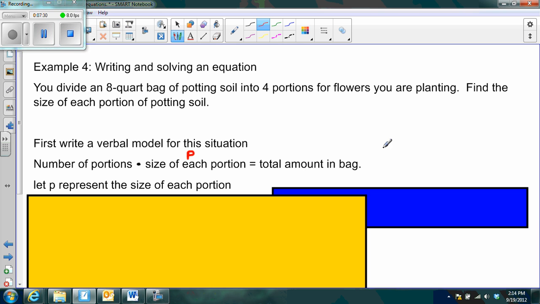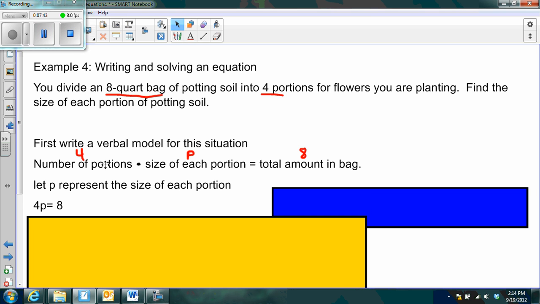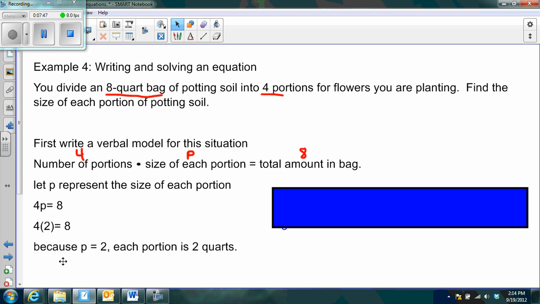So this is going to be our P. In this case, the total amount in each bag, well, we know it's an 8-quart bag, so this is 8. And the number of portions is 4. So then we can rewrite this as an equation as 4P, so 4 times P equals 8. So 4P must equal 2 because 4 times 2 equals 8. So each portion is 2 quarts.